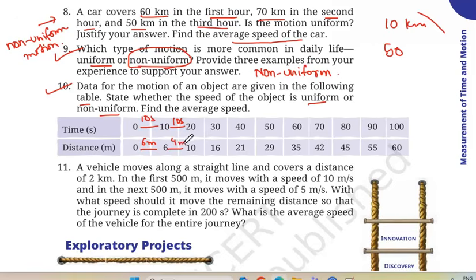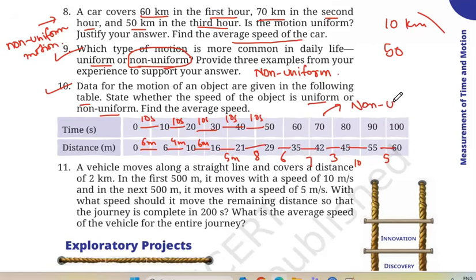So how much is covered? 4 meters. In the next 10 seconds, the distance covered is 6 meters. Again 10 seconds, the distance covered is 21 minus 6, that is 15 meters. In the next 10 seconds, 29 minus 21 is 8. Similarly, if you calculate at each step, 42 minus 35 is 7, 3, 10, 5. So, unequal distances in equal intervals of time. Whether it is uniform or non-uniform, this is non-uniform.